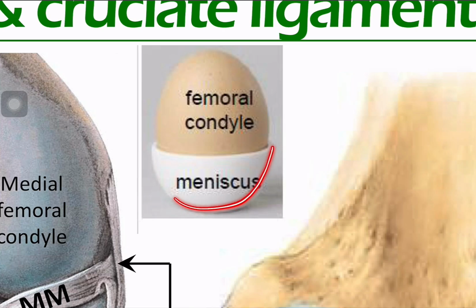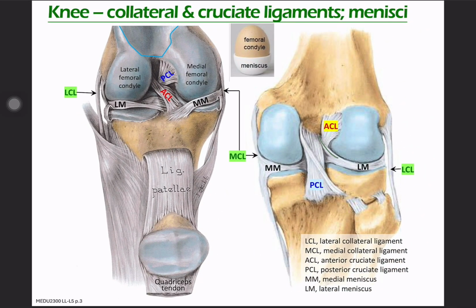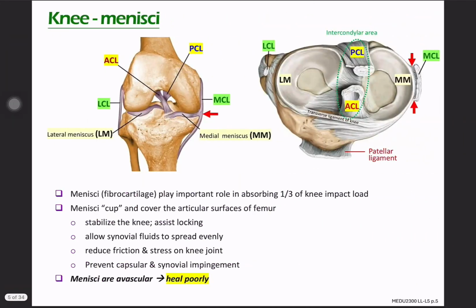So with the meniscus situated inside the joint, it can help to stabilize the round femoral condyle on the relatively flat tibial surface here. This one is relatively flat, but with the meniscus here, it actually helps to deepen it, and gives a better articulation with the femoral condyles here.